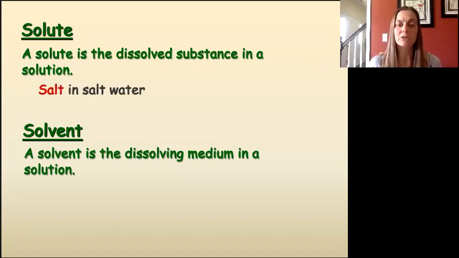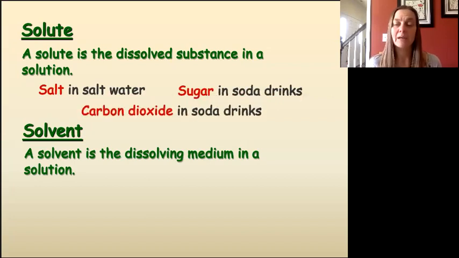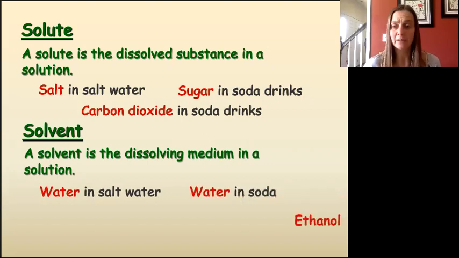So when we talk about the solute, this would be something like salt in a solution of salt water, sugar in a drink, carbon dioxide in a soda. Okay, so these are things that there are less of. There's less salt than there is water in the salt water. There's less sugar than there is water in the soda. Our solvent is the thing we have more of. So again, water in the salt water, water in the soda.